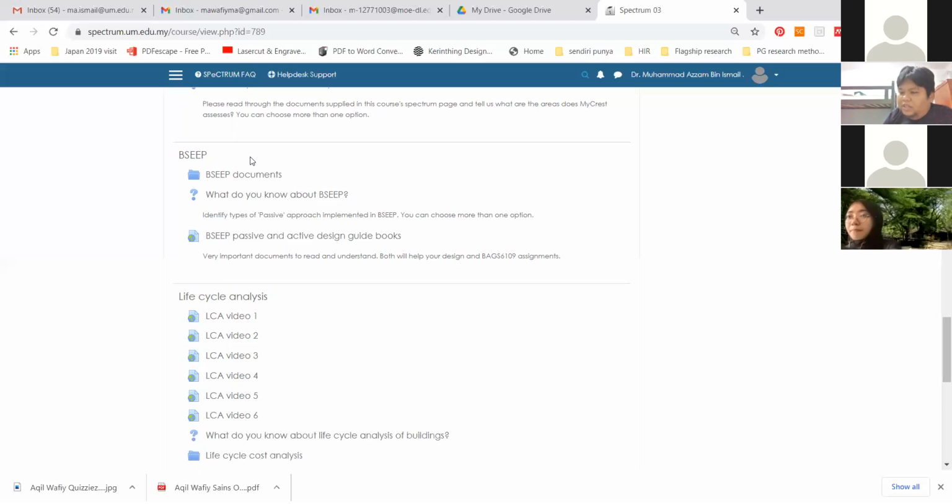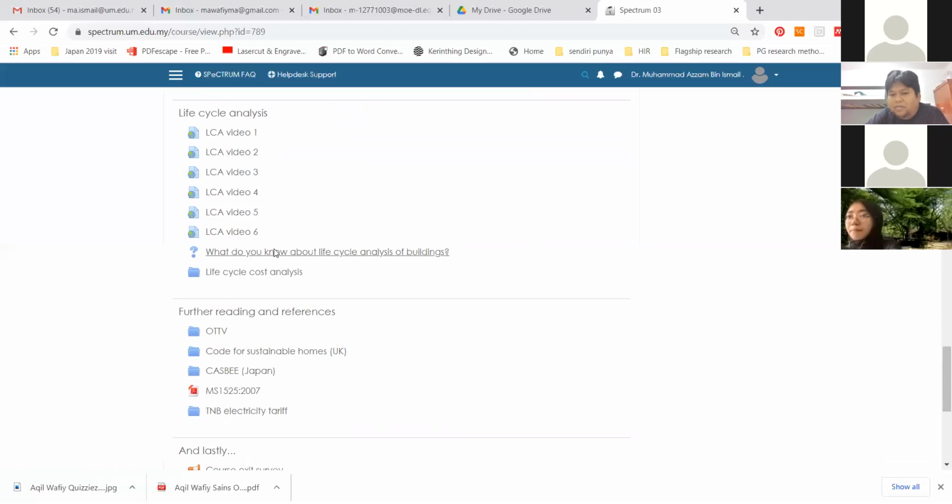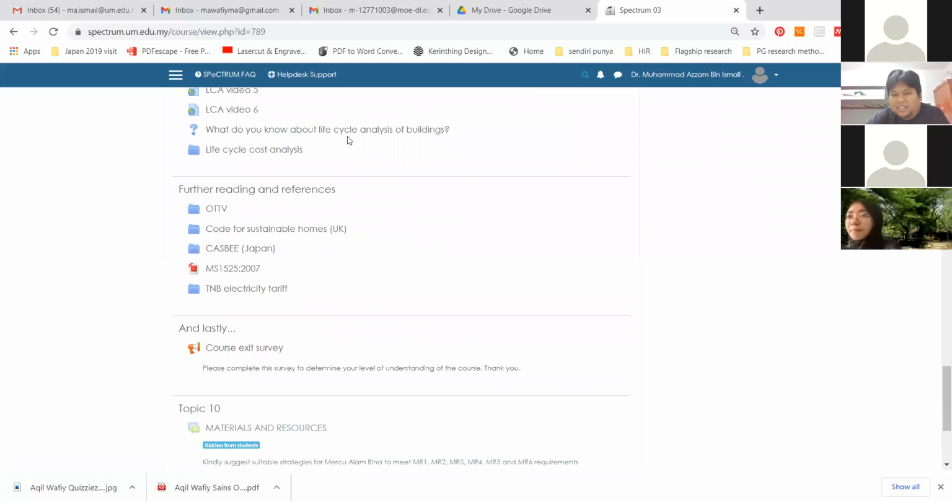Still need to consider green building components. And then life cycle analysis, and a number of videos here. I want you to learn a little bit of life cycle analysis. What is it about? Technically, GBI is a subset of life cycle analysis, analyzing the amount of energy or amount of carbon that you emit throughout the life cycle of your building. And then there's another one which is life cycle cost analysis. So read up and then hopefully you can answer this one. Very simple question, nothing difficult here.